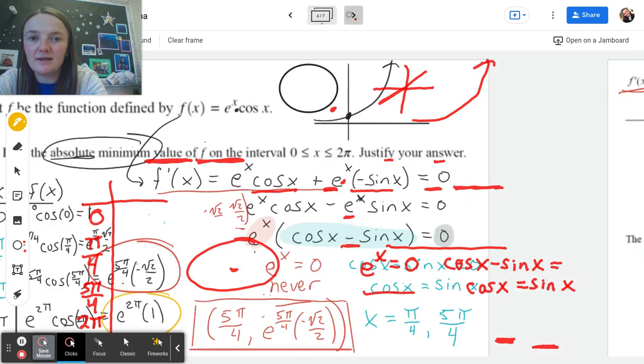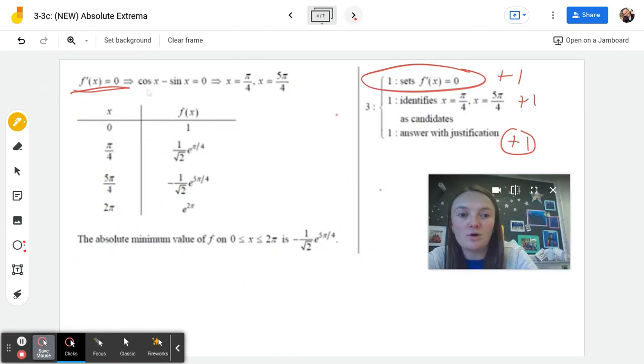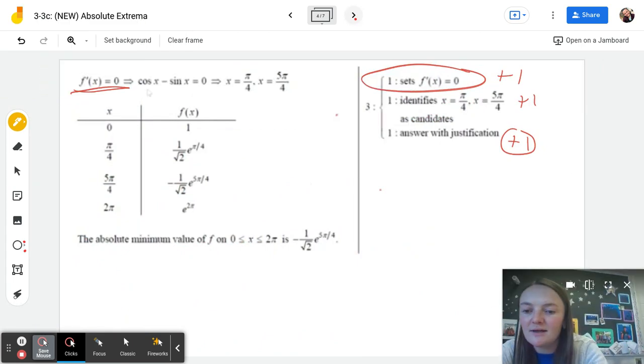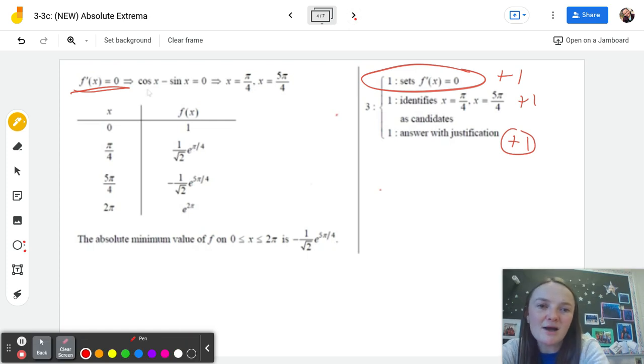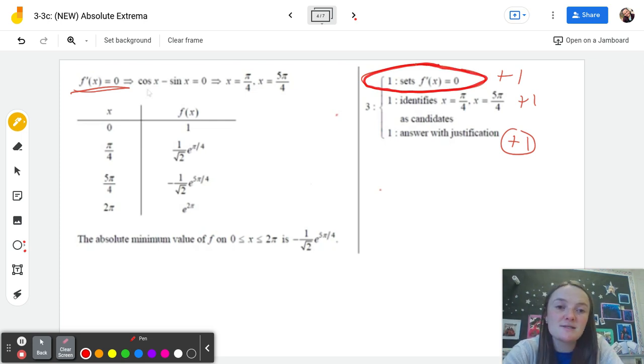All right, we're almost done. I actually do want to talk about this. This is how the AP graders are going to grade your answer. And what's so awesome about this question and many questions on the AP test is this. If you even just write f prime of x is equal to 0, that is a whole point on the AP test. That is amazing.